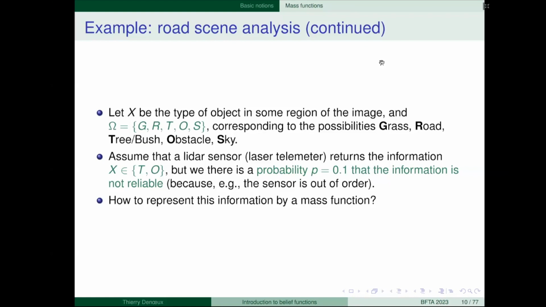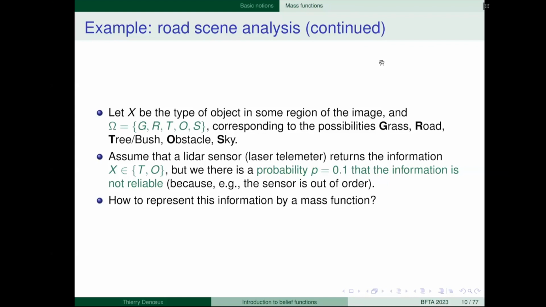This is why Shafer called this a frame of discernment. We choose to discern only between these possibilities, but we could have defined a finer set of possibilities. And later in this talk, we'll see how, if we have expressed our knowledge in some frame, we can convert it and express it in a finer frame, or on the contrary, in a coarser frame.